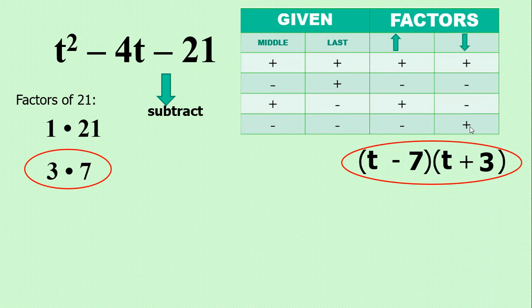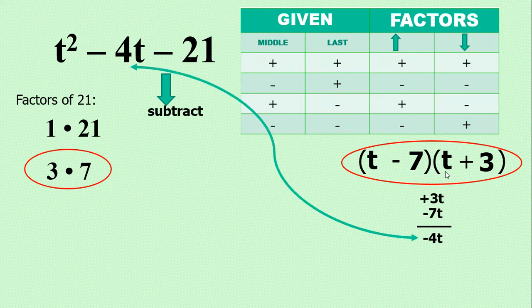If you want to check, you can multiply t times 3, that's positive 3t, and negative 7 times t, that is negative 7t. And if you combine that, that will result to negative 4t. And that's our middle term.